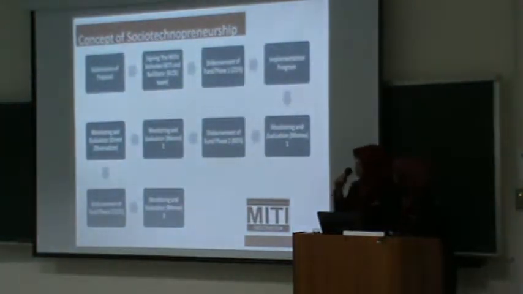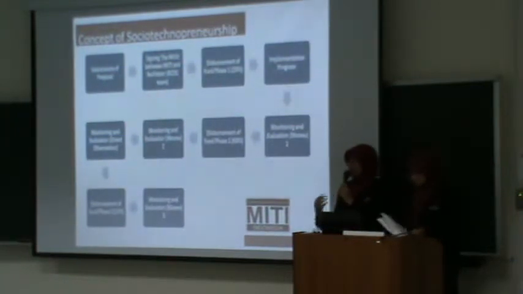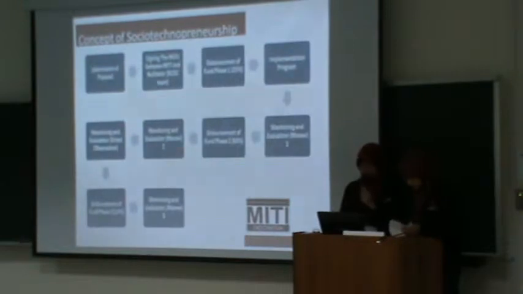Material and method. This is the flowchart of the RCDC concept. The first step is submission of proposals. We collect proposals from youth or students who want to improve their region, especially rural regions. Then the MOU and disbursement of the fund. The funding is from MITI itself. Then program implementation, monitoring, the second fund, then monitoring and evaluation again, until the third monitoring.